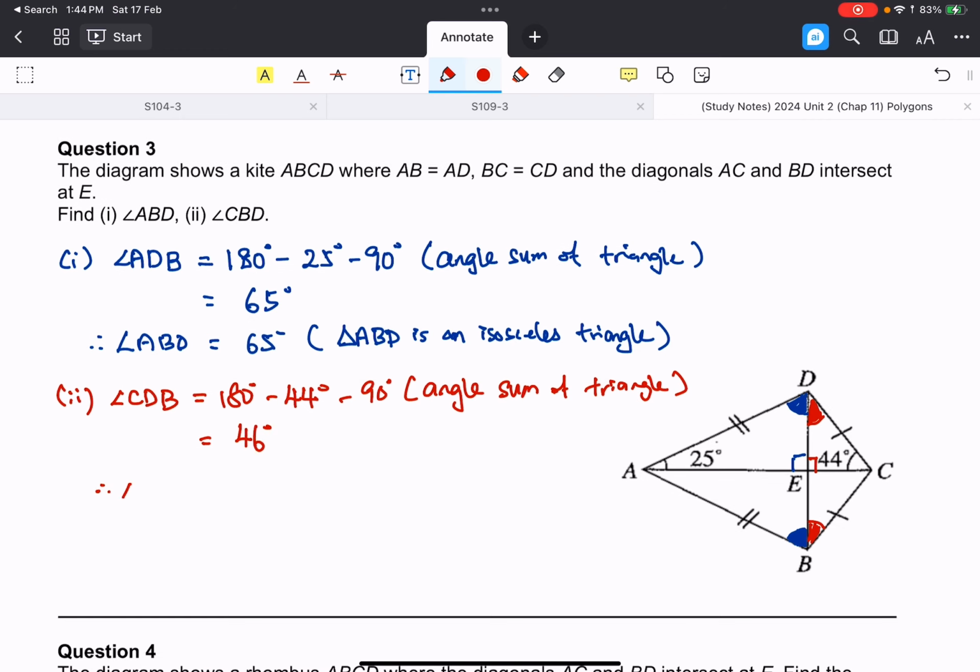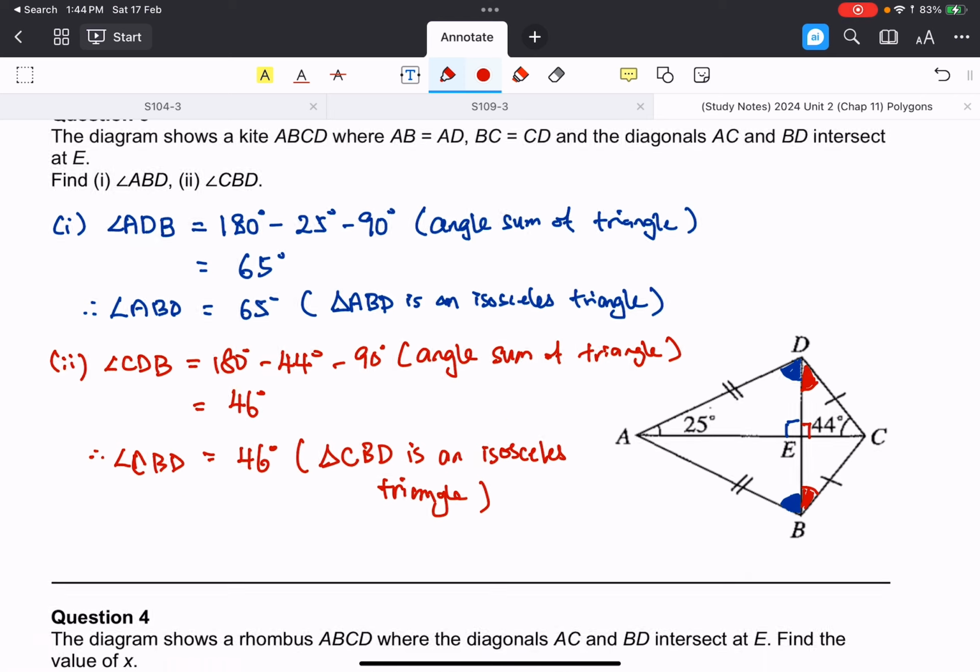Therefore, angle CBD is equal to 46 degrees as well because triangle CBD is an isosceles triangle. Right? Successful. That's how you can present your answers and get full credit. All right? Well, one more example.